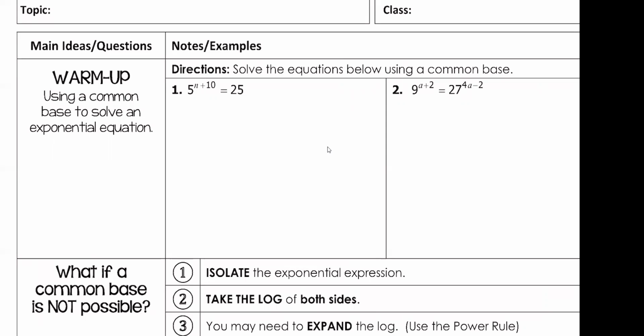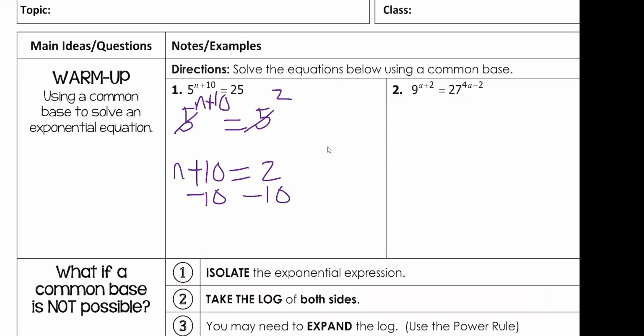So for example, this first one, basically you want to ask yourself, can I write 25 as a base of 5? Well, that would be 5 squared. So now that these have the same bases, you can just get rid of your bases and set your exponents equal to each other. I don't know how familiar this seems, or hopefully not too alien.